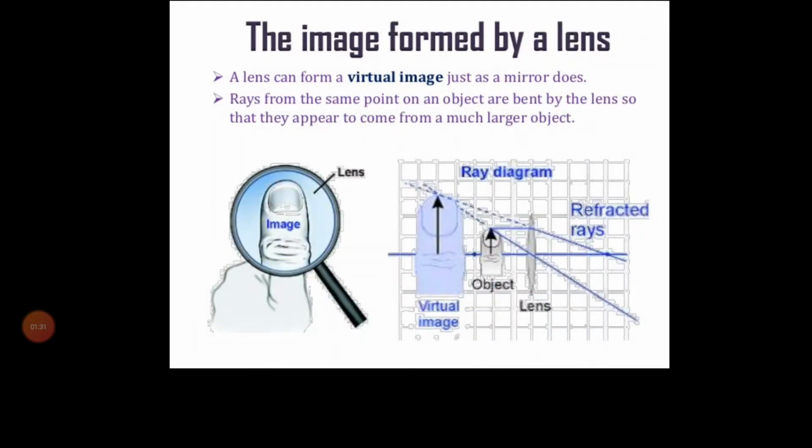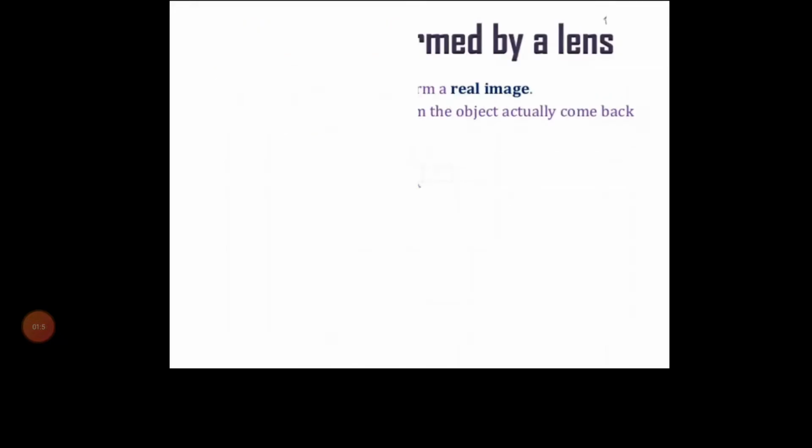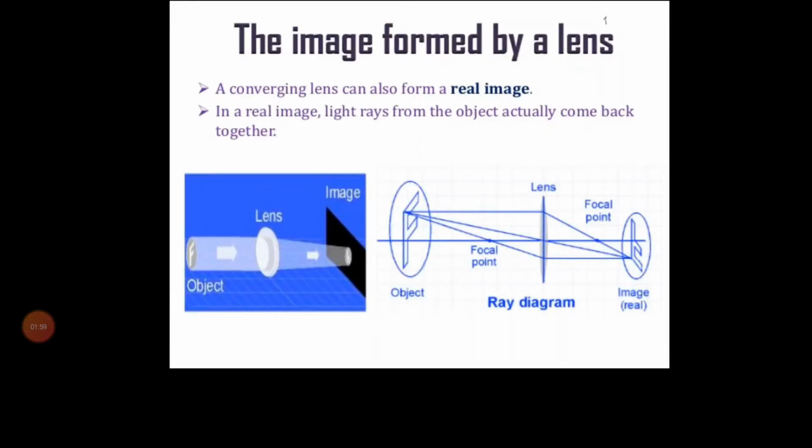The image formed by a lens. A lens can form a virtual image as well as a real image. A virtual image is formed just as a mirror does. Rays from the same point on an object are bent by the lens so that they appear to come from a much larger object. So the image appears as a virtual image. A converging lens can also form a real image. In a real image, light rays from the object actually come back together.